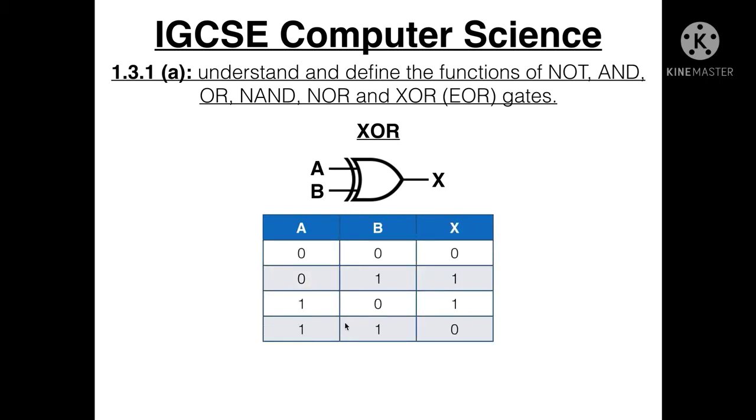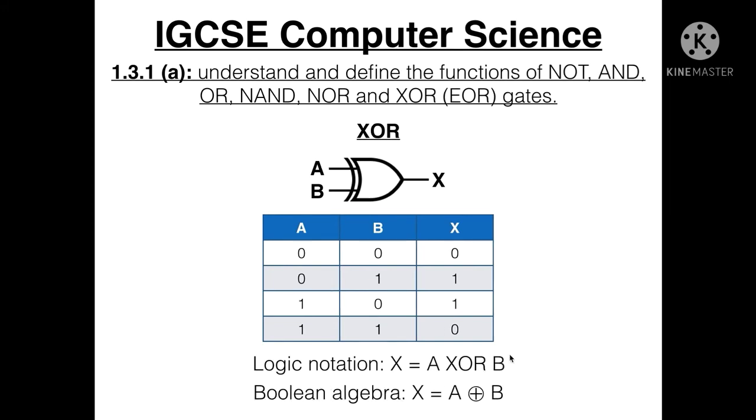As you notice, the XOR gate will not produce 1 if both these inputs are 1. So it'll only accept one or the other, basically. So it's exclusive. And the logic notation for this would be A XOR B. Boolean algebra would be A plus circled B. Now, I don't know if this will be acceptable if you write this in the exam, but, you know, try it out. Because this is actually the official symbol for XOR.